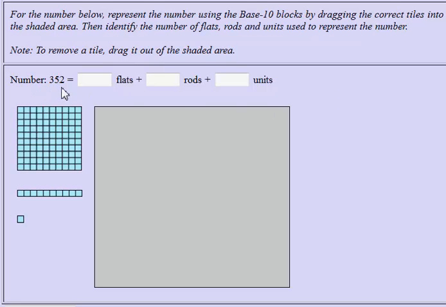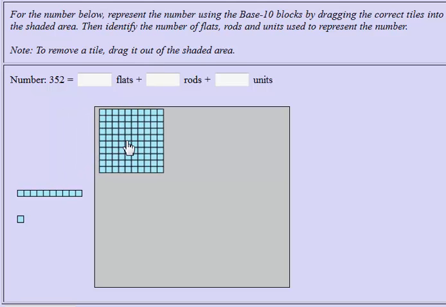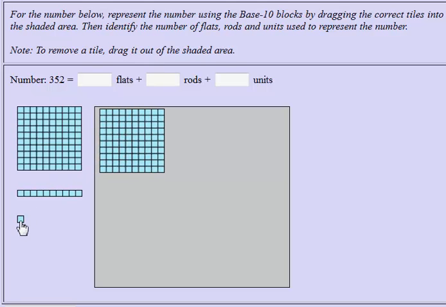Our number is 352. Before I start, you should know that one blue square represents one tile and represents one unit. A rod, shown here, has 10 squares in it, so it represents the number 10, 10 tiles, or 10 units. This object is called a flat, and it has 100 blue squares, which means it represents the number 100. Every time I drag a flat into the shaded area, I've added 100 blue squares.